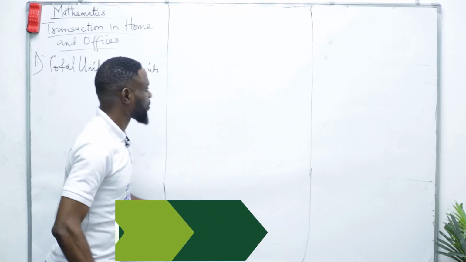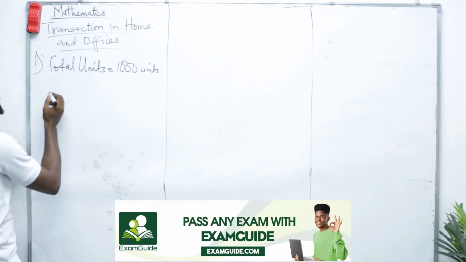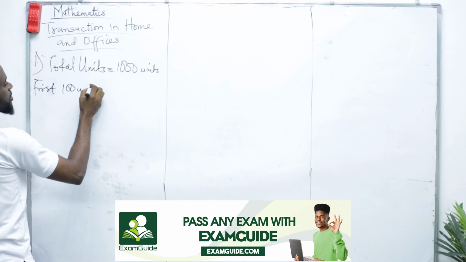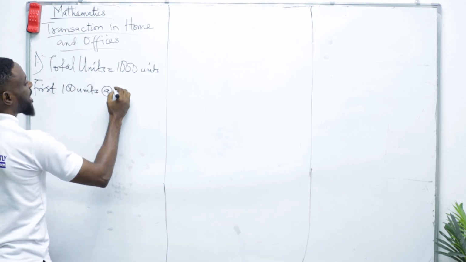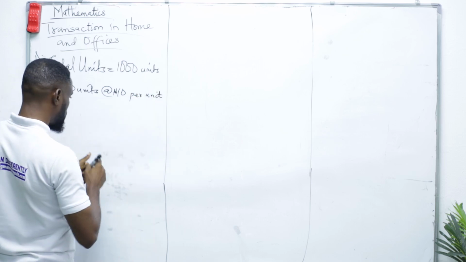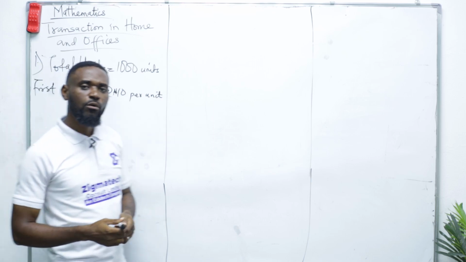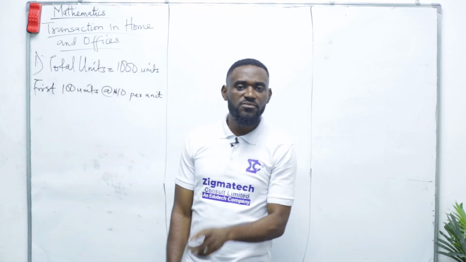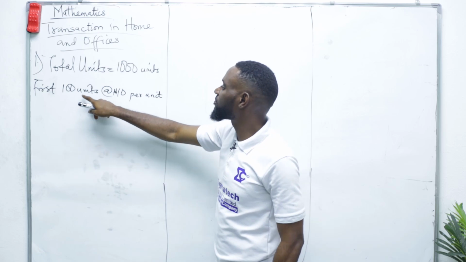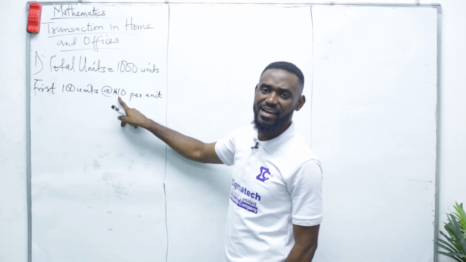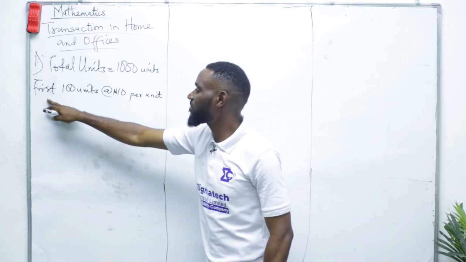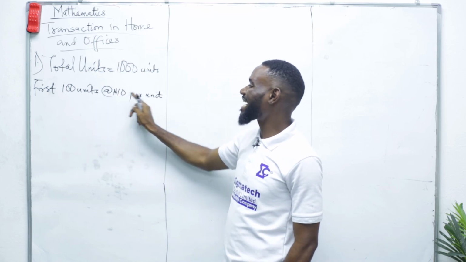So what are we talking about here? We said that the first 100 units are at 10 naira per unit. Now, what is the value of these 100 units in naira? If 1 unit is equal to 10 naira, how many naira will be in 100 units? Remember, they say the first 100 units are charged at 10 naira per unit.